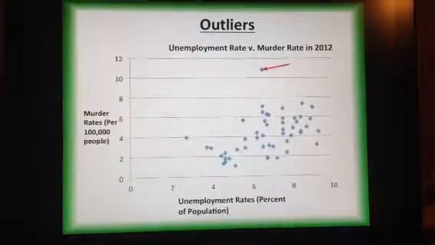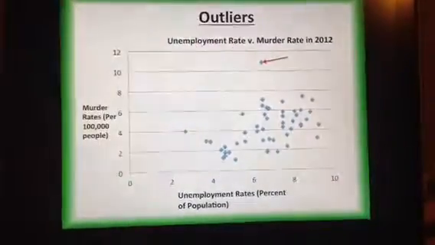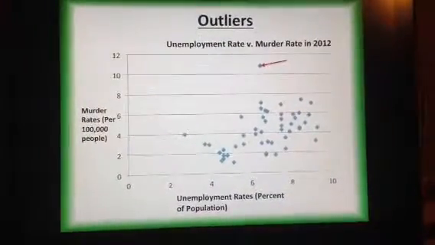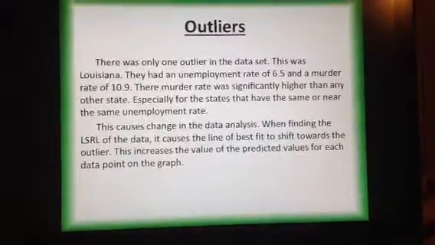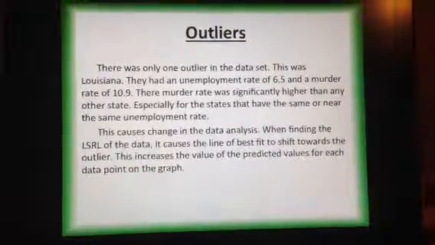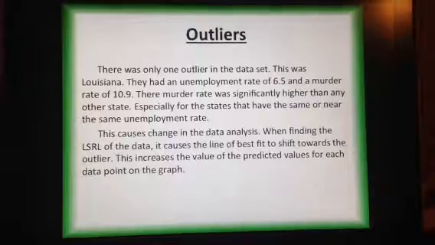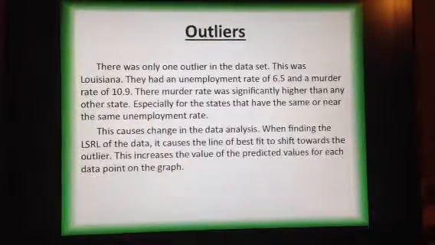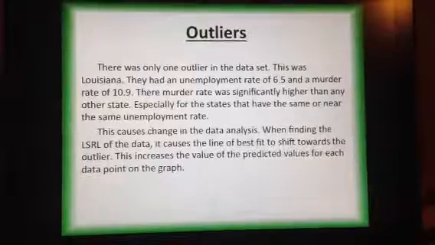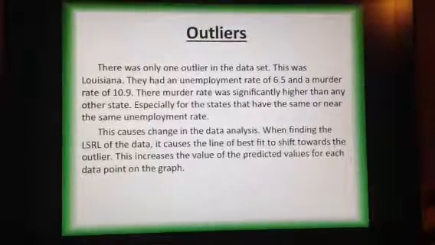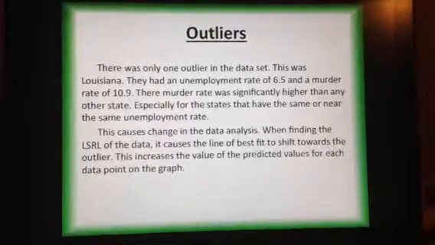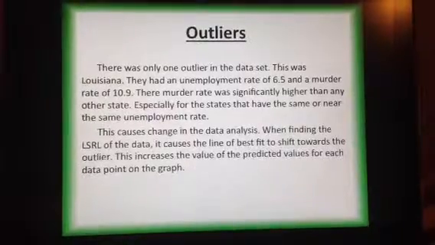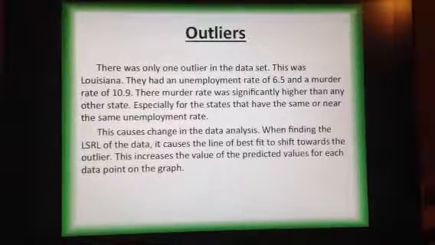There was one outlier we see right here off in the very top, away from all the others, and that was for the state of Louisiana. It had an unemployment rate of 6.5 and a murder rate of 10.9, and it's an outlier because the murder rate was significantly higher than all the other states in this data, especially for the states that have the same or near the same unemployment rate.